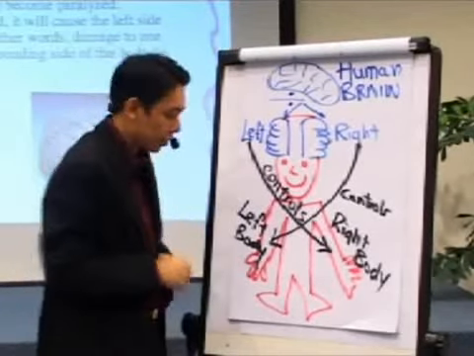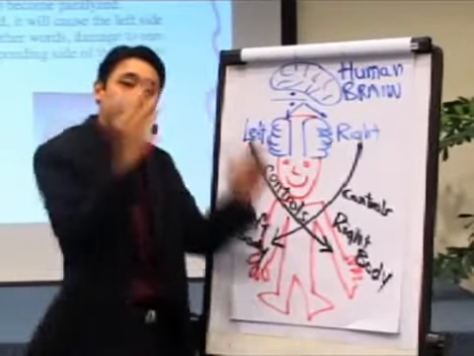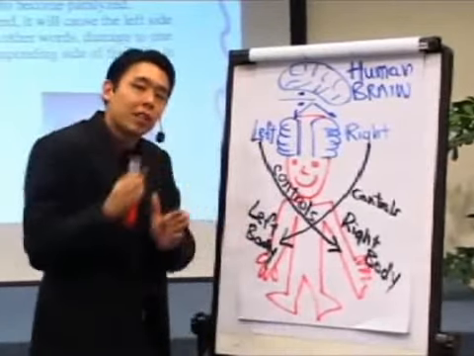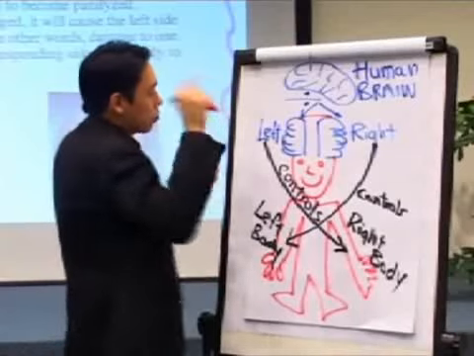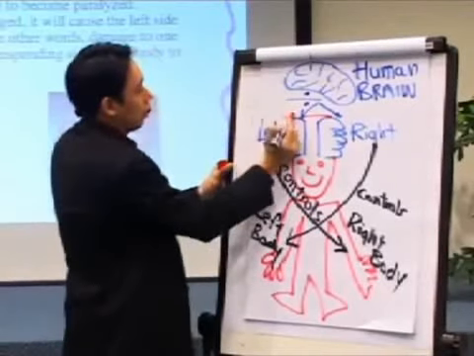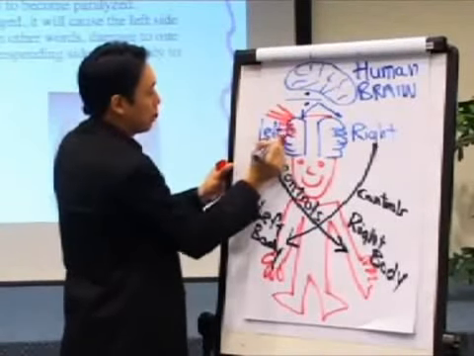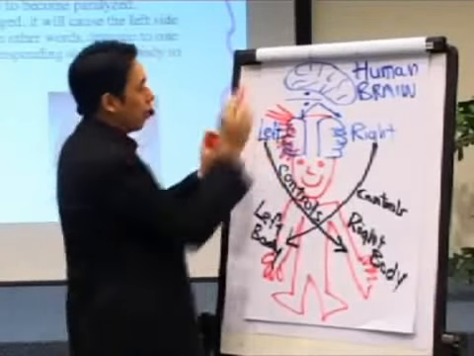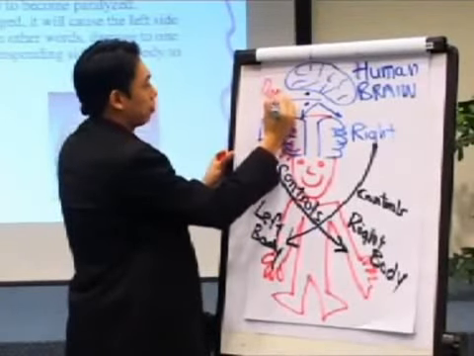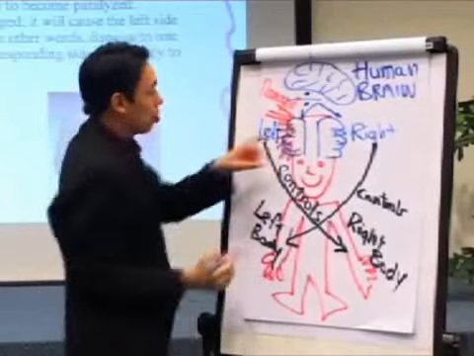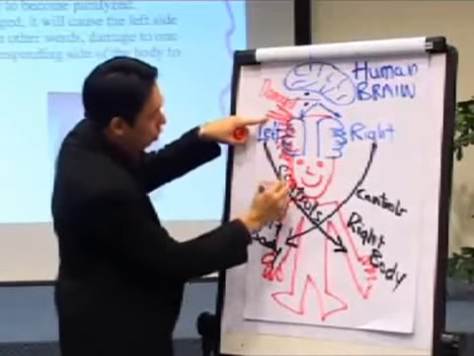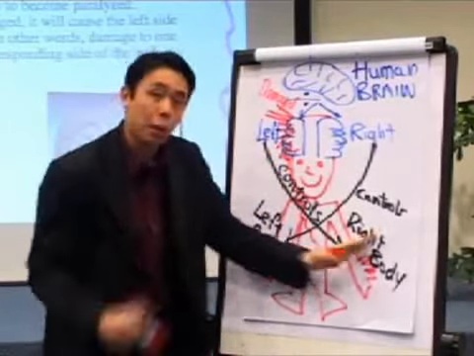The last part says that when the left brain is damaged, it will cause the right side of the body to become paralyzed, right? So, same thing on here. I will use a symbol to represent damage. Alright? And I'll write down the word damage. So when the left brain is damaged, it will cause the right side of the body to become paralyzed.